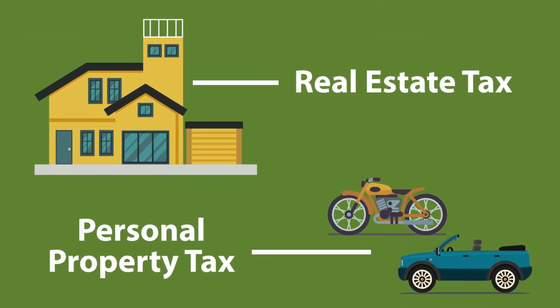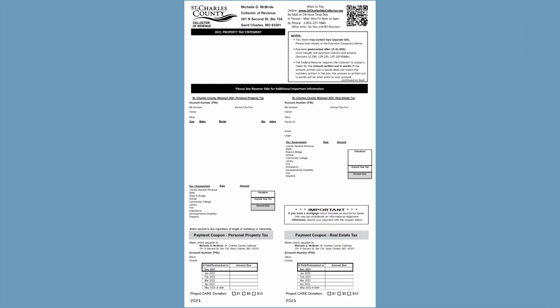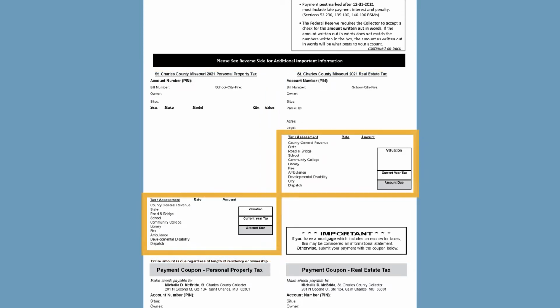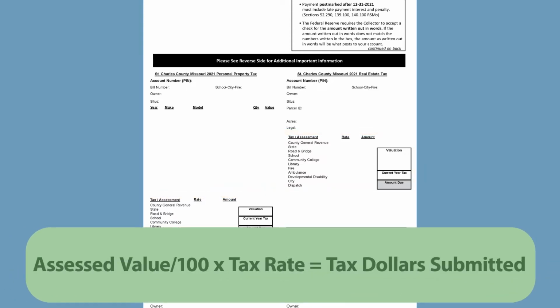If you own both personal property and real estate, you will receive a bill that looks similar to this example. Your personal property tax bill is on the left, and your real estate tax bill is on the right. This section breaks down the amount of taxes you pay to various political subdivisions. Here's how your taxes are calculated.